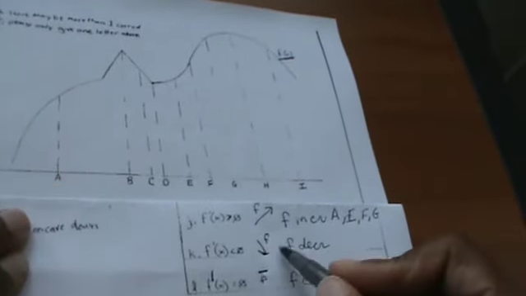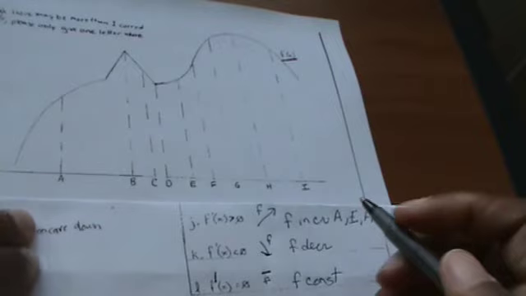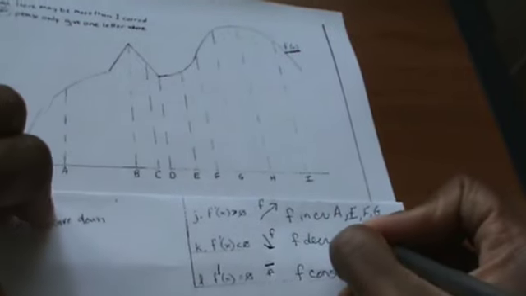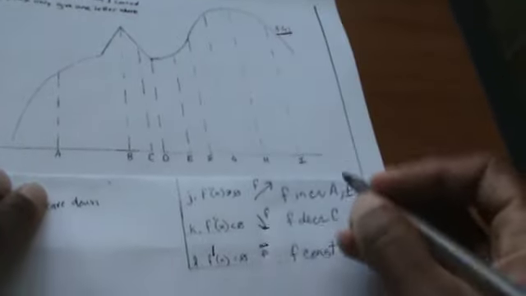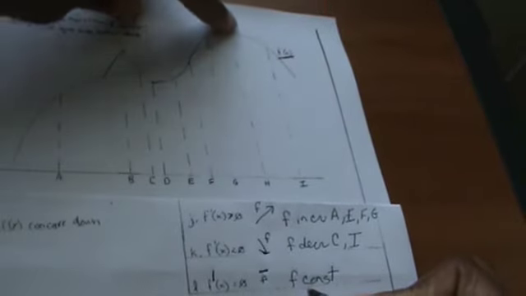The next one says where is f decreasing? Your function should be coming down right here at C. If we were on a roller coaster ride, your function would decrease through C, and then also at I. And then the last one says, where is your function constant? There's only one, okay? And that is at H.